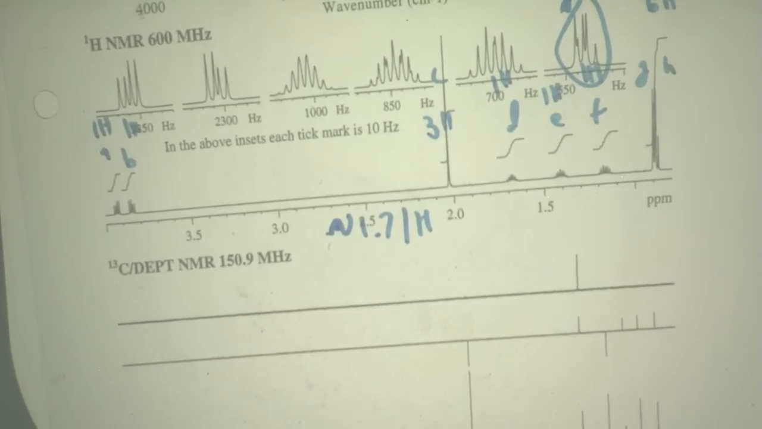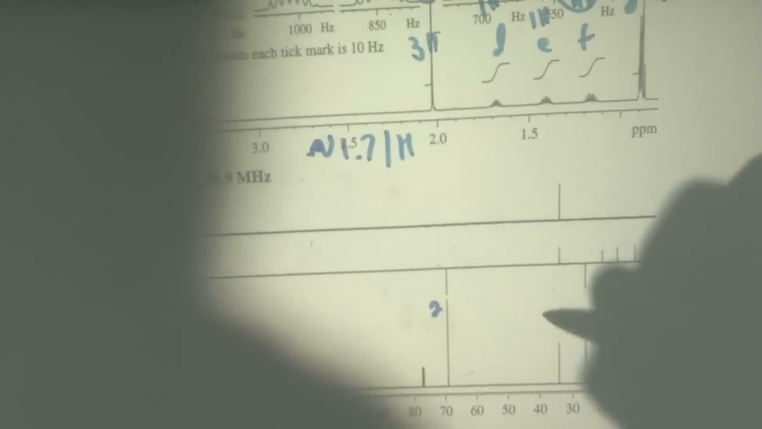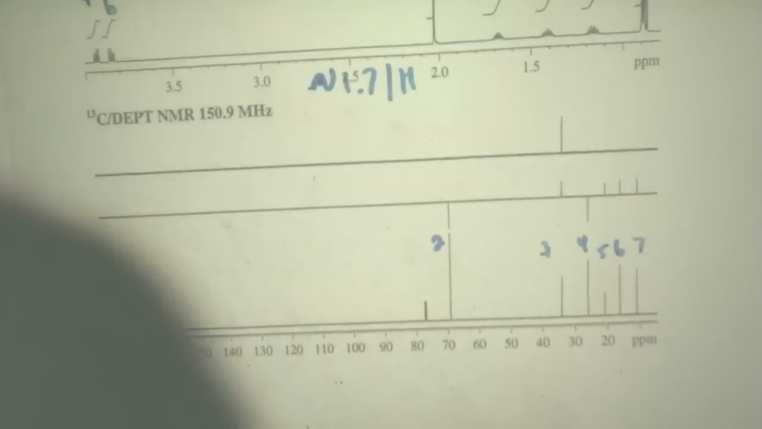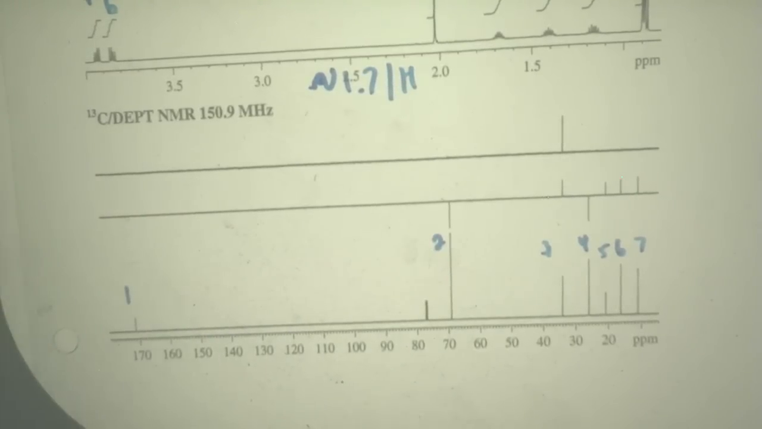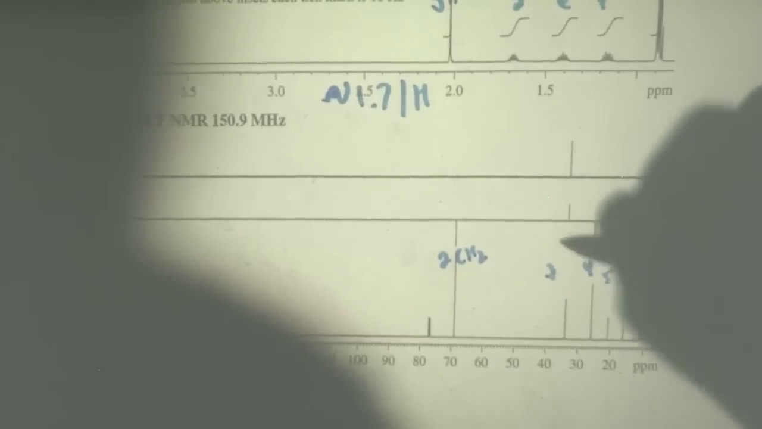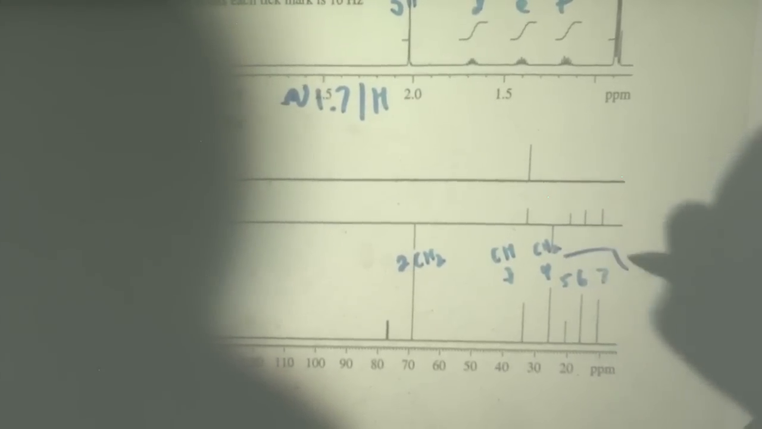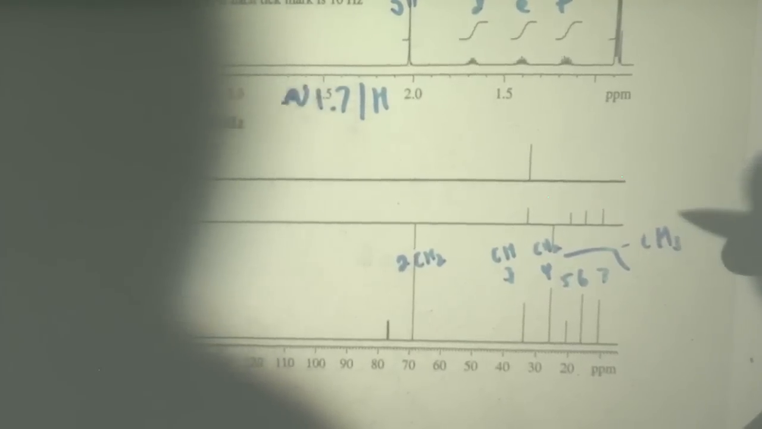Similarly, I like to look at the carbon NMR spectrum, and if I have a DEPT spectrum, I'm very happy. And again, I'll go and number my peaks, 1, 2, 3, 4, 5, 6, 7. And I look at my peaks and I say, oh, it looks like 1 is a quat carbon, 2 looks like a methylene. I may have to make judgment calls if my DEPT isn't completely clean. 3 is a CH, 4 is a CH2, and 5 through 7 are CH3s.